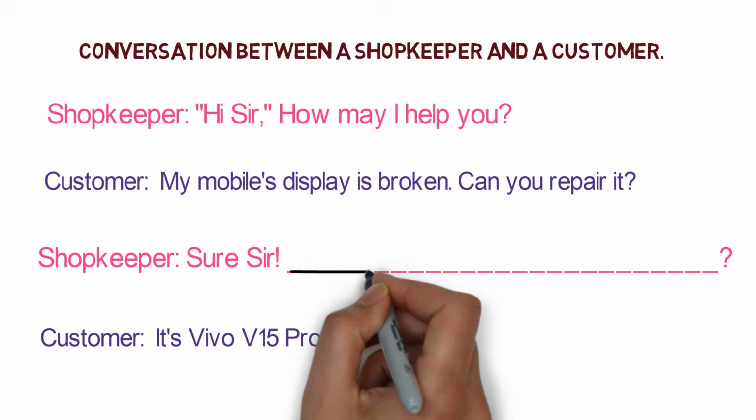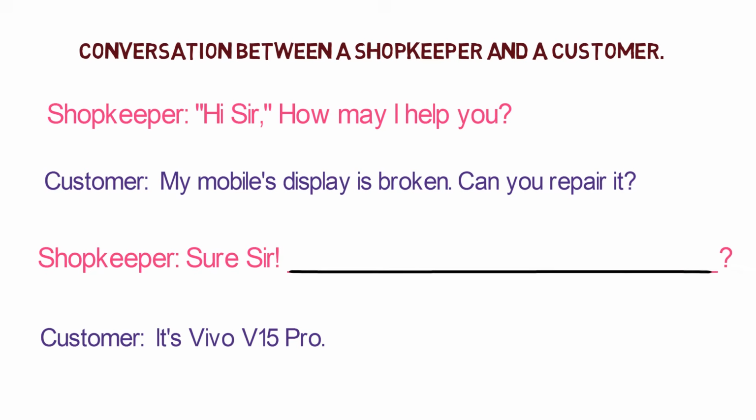Here the third line is purposefully left empty. This line needs to be completed. This is called dialogue completion. As per the conversation, you may say that the third line will look something like this. Shopkeeper: Sure sir, what is the mobile name and the model number? I hope now you are clear what is dialogue completion.